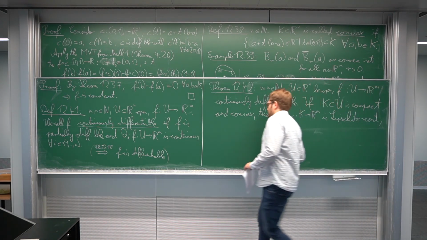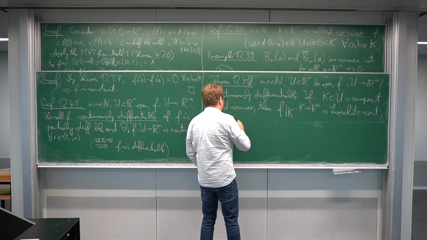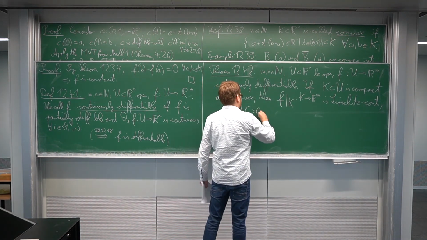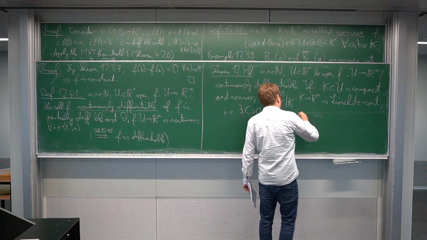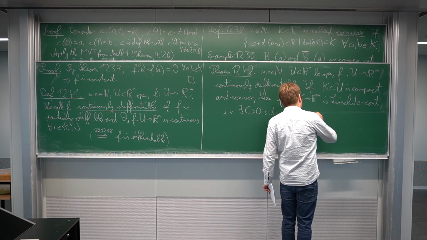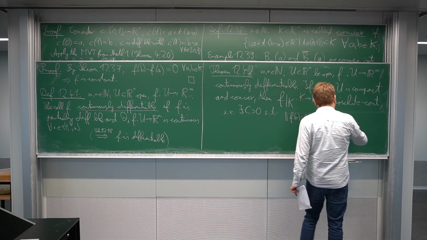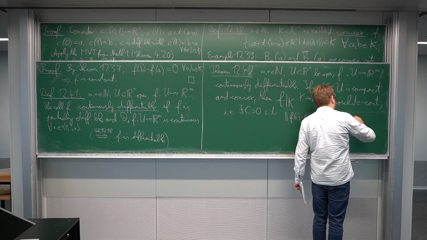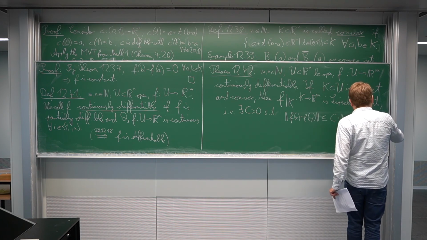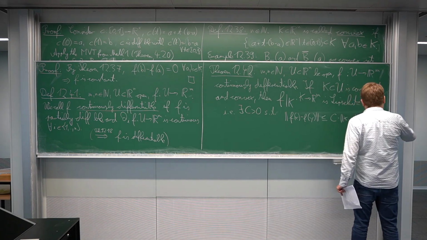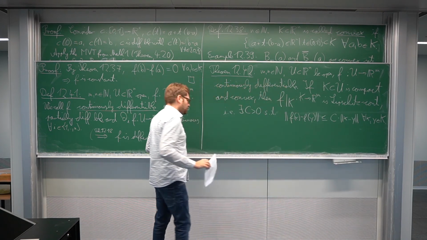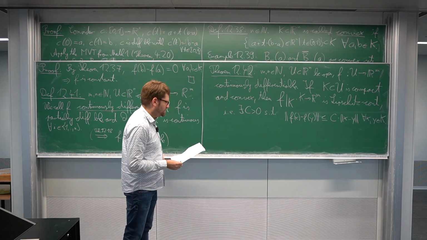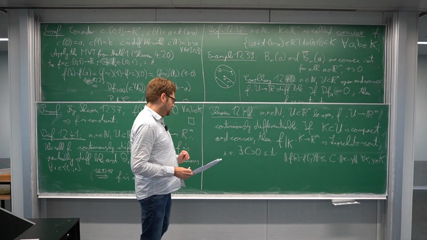So just to recall, Lipschitz continuous means there exists some constant such that the norm of f of x minus f of y is smaller than or equal to the constant times the norm of x minus y, and this for all x and y in K. Okay, this proof is a bit longer and I need some more space for this, so let me erase at this point and then do the proof in one go.